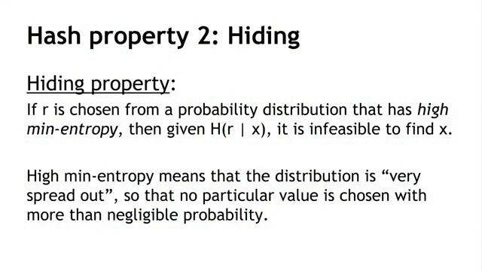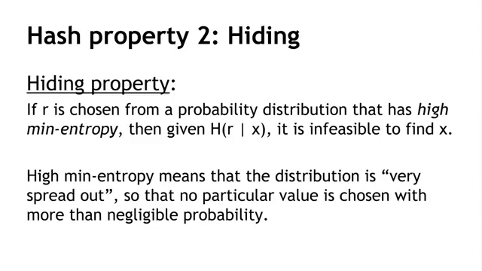So the hiding property that we are going to need to set up is a little bit more complicated. And the way we're going to fix this problem with the common value x, like heads and tails, is we're going to take the x and concatenate with it a value r, which is chosen from a distribution that's really spread out. And so this H of r concatenated with x means take all the bits of r and put after them all the bits of x. And so what we're going to say is, given the hash of r together with x, it's infeasible to find x, and that this will be true in the formally stated property that if r is a random value chosen from a distribution that has high min-entropy, then given the hash of r concatenated with x, it's infeasible to find x. And what does high min-entropy mean?